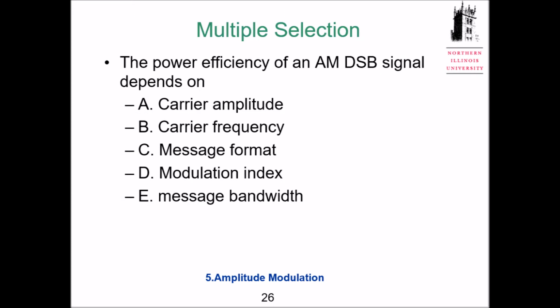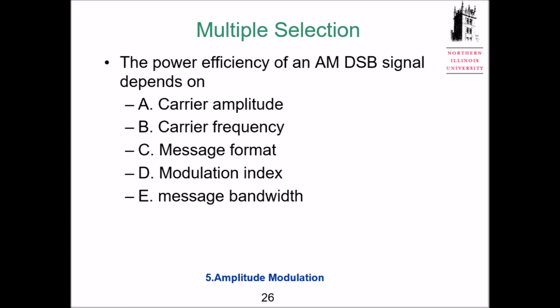Okay, this one is multiple choices, multiple selections. You have more than one right answer to fit this problem. The equation is here. The power efficiency or energy efficiency of AM double sideband large carrier depends on something: carrier amplitude, carrier frequency, message, M index, or message bandwidth. So you have more than one right answer in this problem.